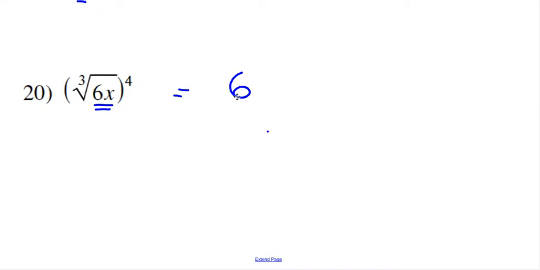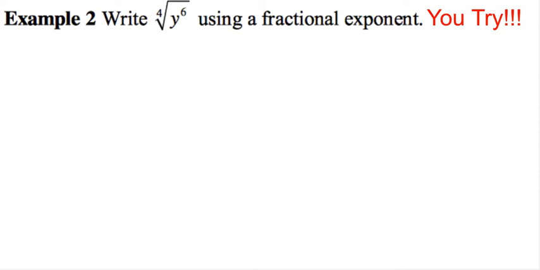6x is your base. 3 is your index, so that's your divider. And then 4 is your numerator. So we say this is 6x raised to the 4/3 power. So I'm going to go ahead and put parentheses here because I want the entire thing. All right, I'm going to go ahead and have you pause and try this problem.